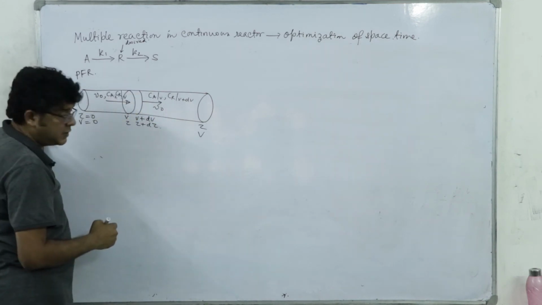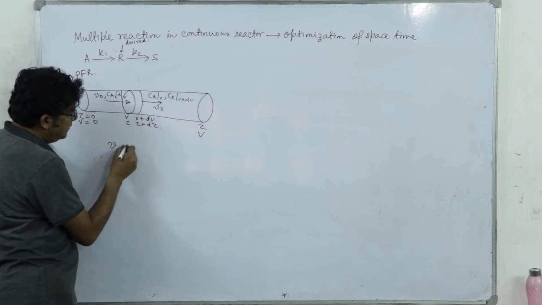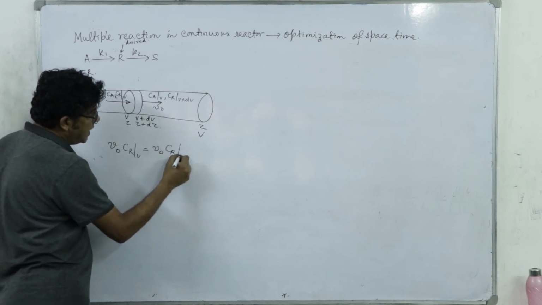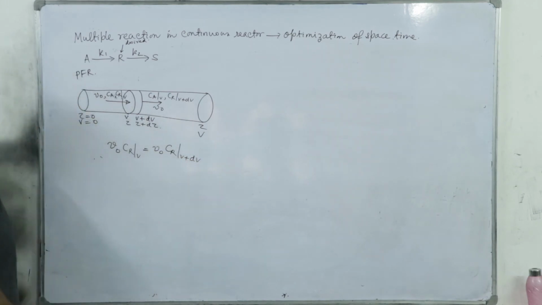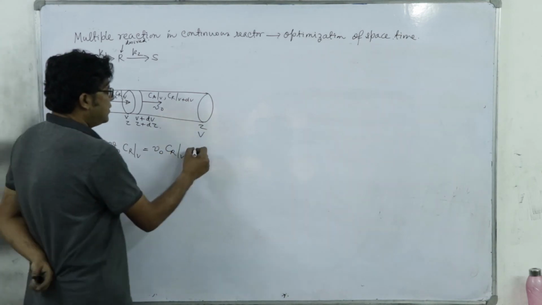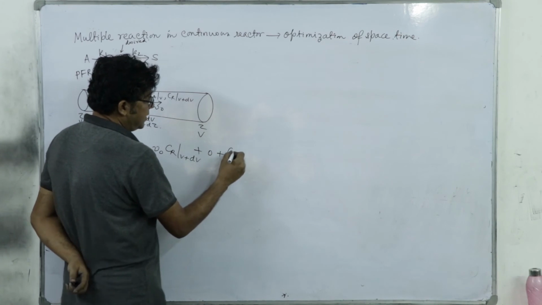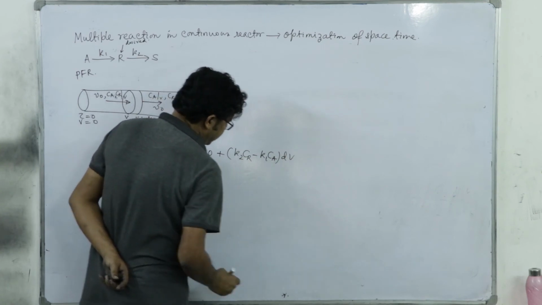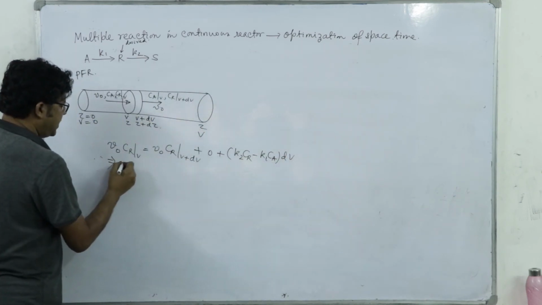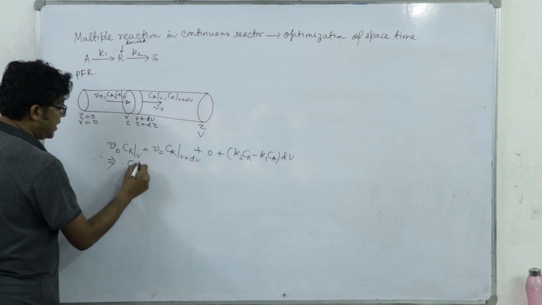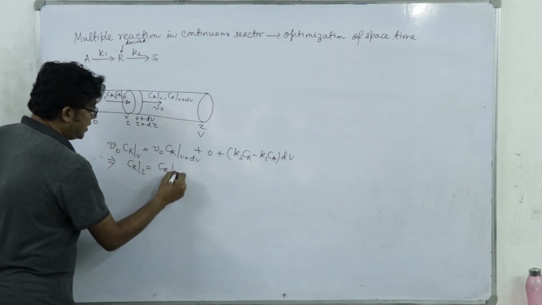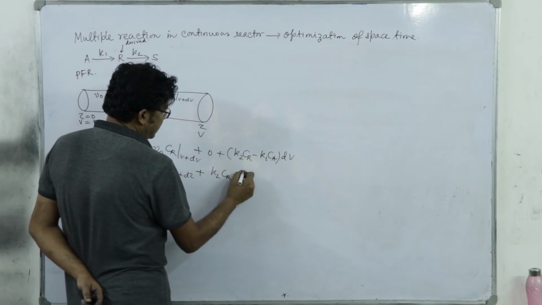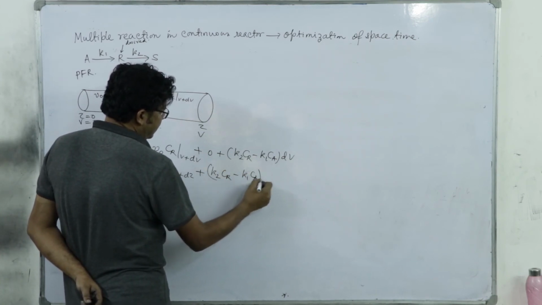So let's write the balance equation for R. So inflow is V naught into CR at V. Outflow is V naught into CR at V plus dV. Right. Accumulation is 0 because it is steady state. Disappearance by chemical reaction K2Cr minus K1Ca into the volume, which is dV. So if I divide the entire equation by V naught, we will write that Cr at tau is equal to Cr at tau plus d tau plus K2Cr minus K1Ca dV by V naught, which is d tau.